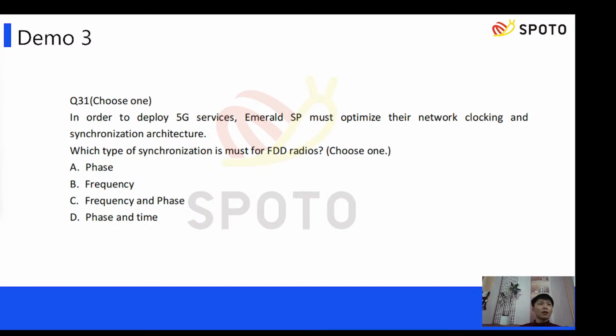In this part, there are also some questions about the 5G service.